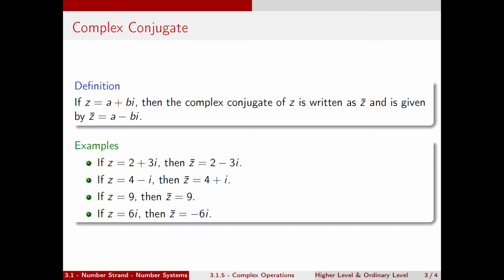So some examples of this, if we have z is equal to 2 plus 3i, then z bar is 2 minus 3i. If z is 4 minus i, z bar is 4 plus i. We can see we're only changing the sign of the imaginary part. And we can see if z is equal to 9, which is a complex number, it's just that its imaginary part is 0, z bar is still 9. If z is 6i, then z bar is minus 6i, again changing the sign of the imaginary part.